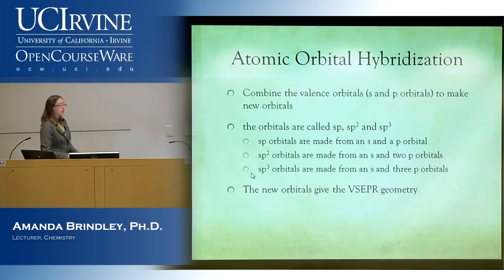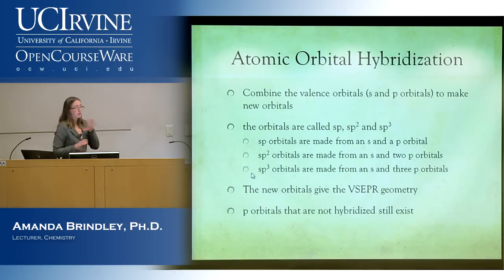Okay, so now let's take each of these cases along with the sp3d cases when we get there and look at them in a little bit more detail. Oh, and any p orbitals that were there before and you didn't use, they're still there. So for instance, right here, if we have an s and a p orbital, what's left over? Two more p orbitals. Those are still around, and we can use those for things.